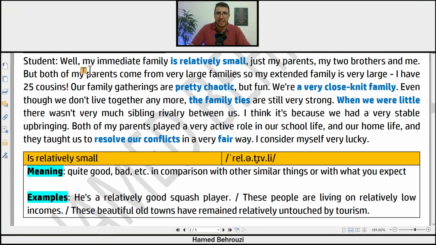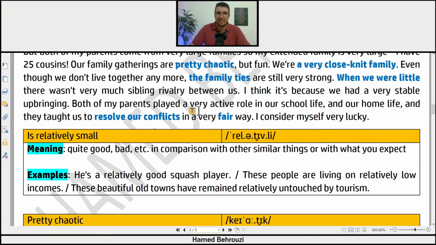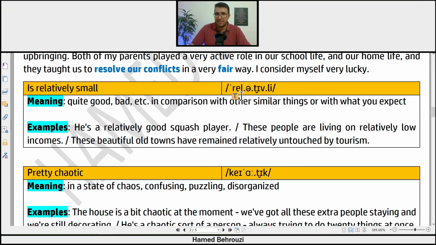The first thing the student says is, well, my immediate family is relatively small. Relatively, we studied last session. When something is relatively good or bad, it is in comparison with something else. Relatively means when you compare something with something else, you can use the word relatively. Look at the examples.